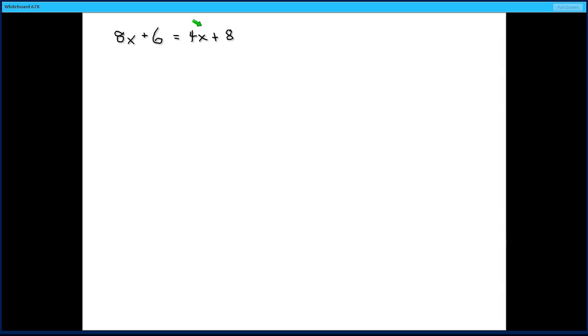We want to have the variable only on one side of the equation because the end result we want is to say x equals a number. So the x only needs to be on one side of the equation. And we do this by undoing the term that has the lower coefficient. Now what does that mean?